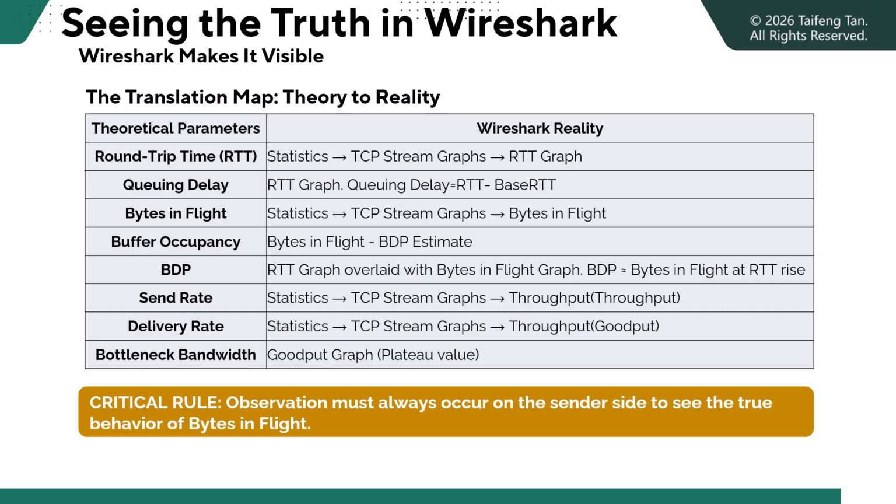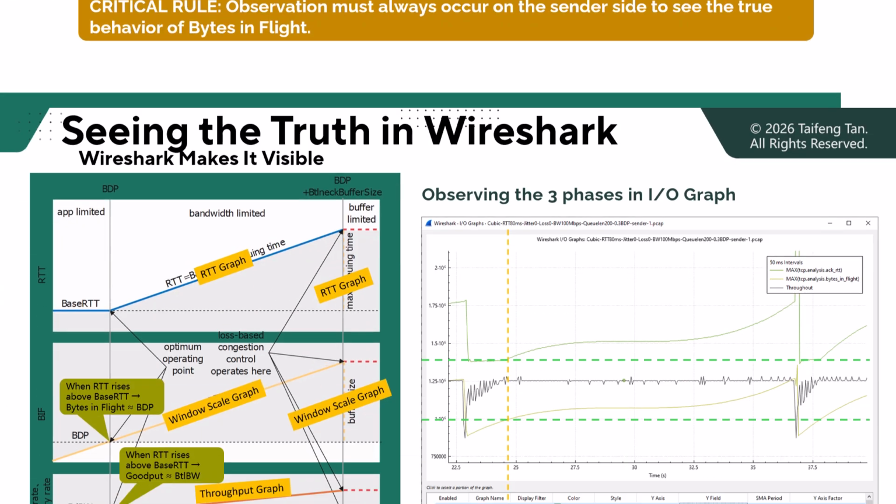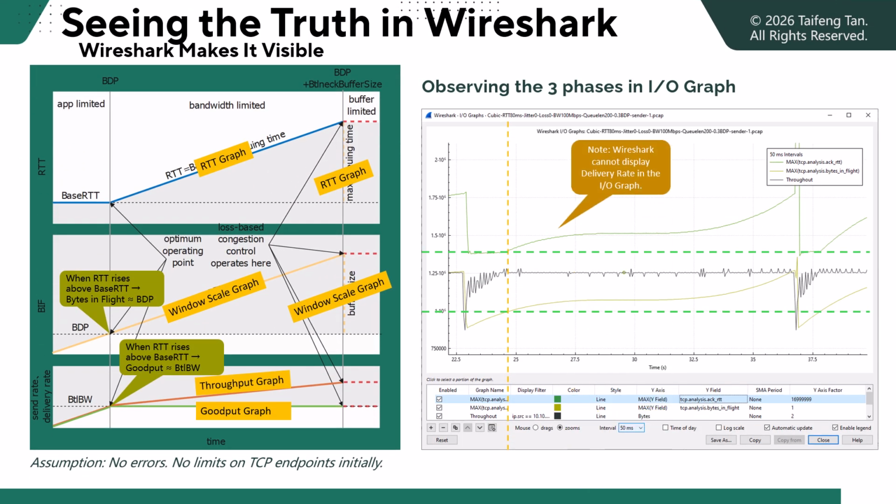Be noted that the observation point for all the above parameters should be on the sender side. This means you need to analyze packet captures taken on the sender side. For performance analysis, in many cases where precise calculation isn't required, just observing send rate, delivery rate, RTT, and bytes in flight is enough to make a diagnosis. You can also use the I/O graph to plot RTT, bytes in flight, and send rate together in one graph. We'll dive into that later.